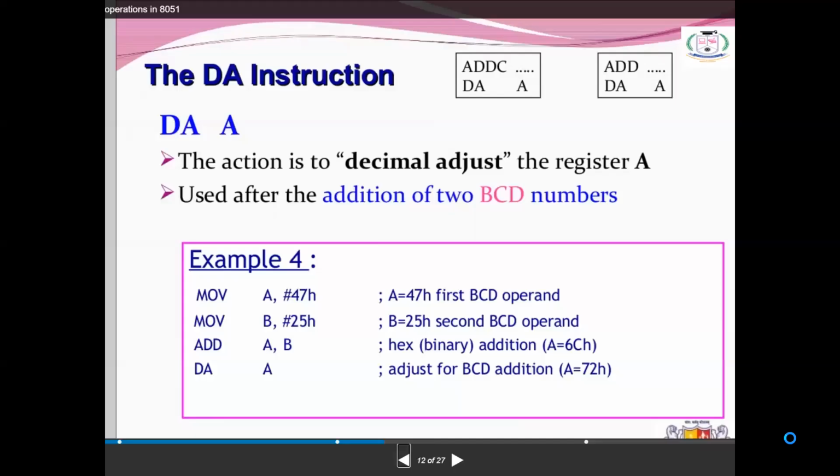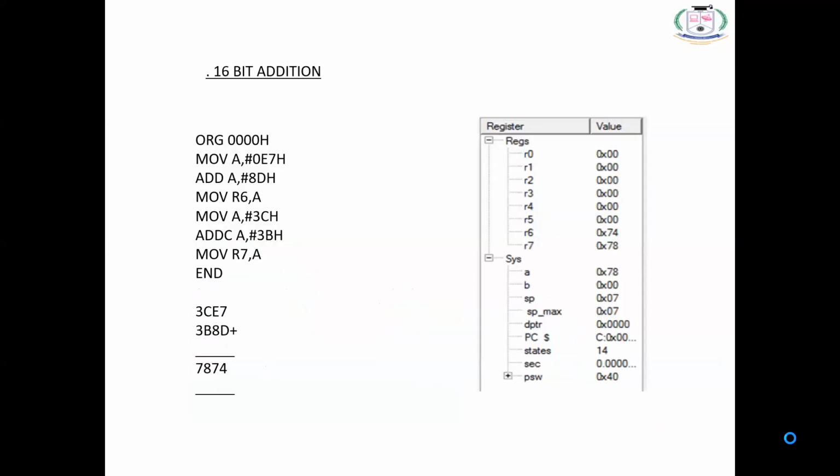Here there is a small change. It's not only R1 or R0 or R2; any register from R0 to R7 I can use. Okay. Next one is 16-bit addition. You all know what is 16-bit addition?